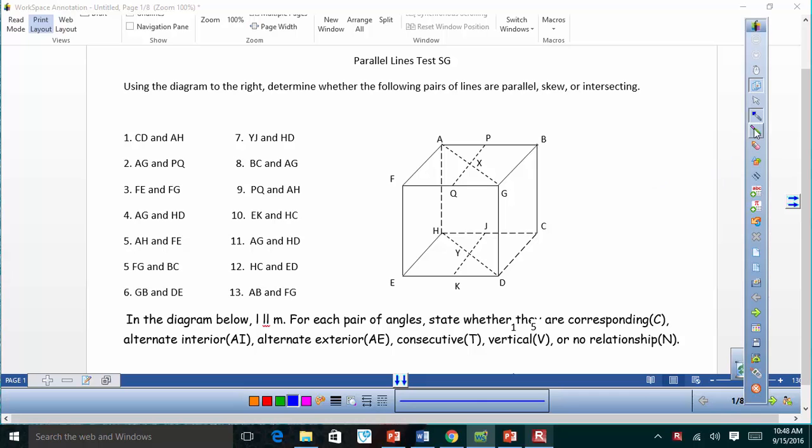Looking at number 1, we want to look at lines CD and AH. So I'm going to come over here and highlight CD and AH. Are those parallel? Are they intersecting? So what does that mean they are? Skew. Very good.